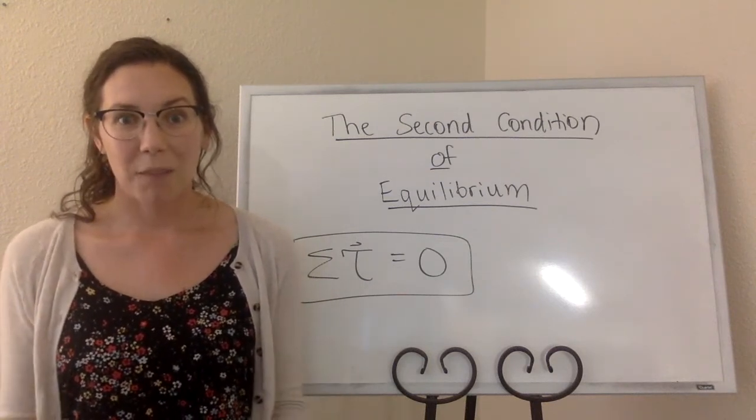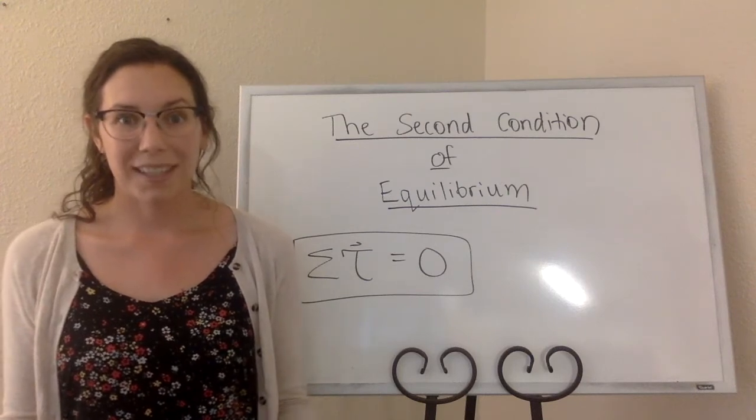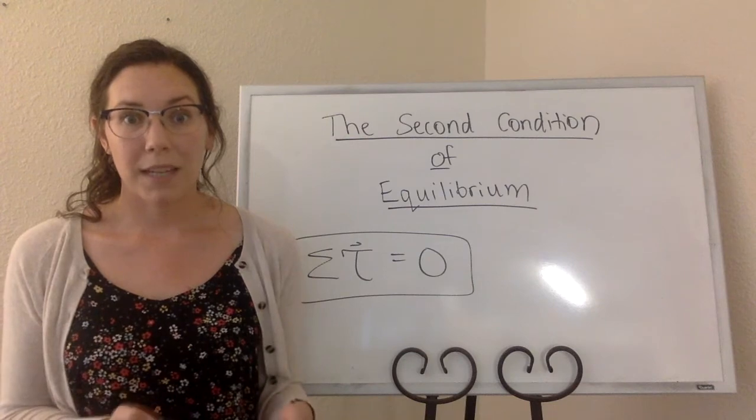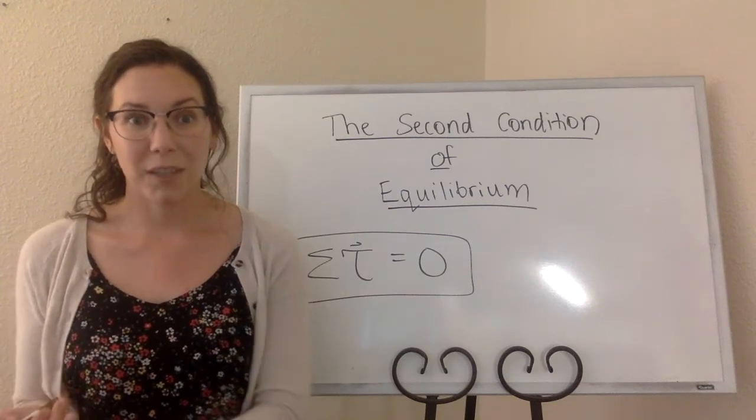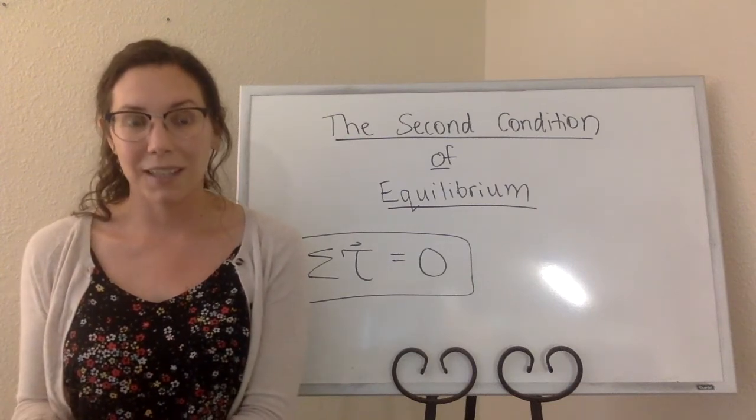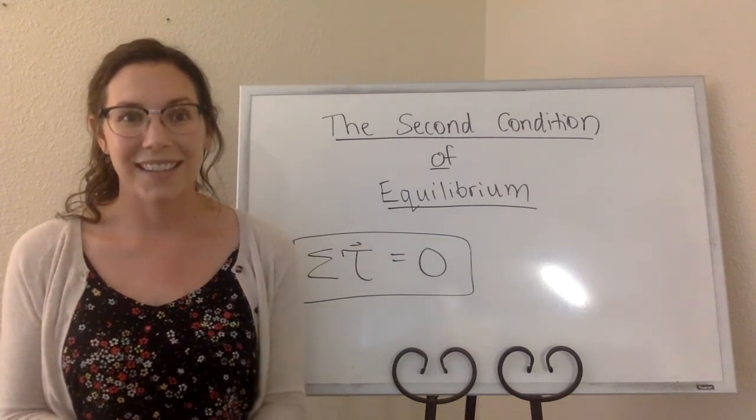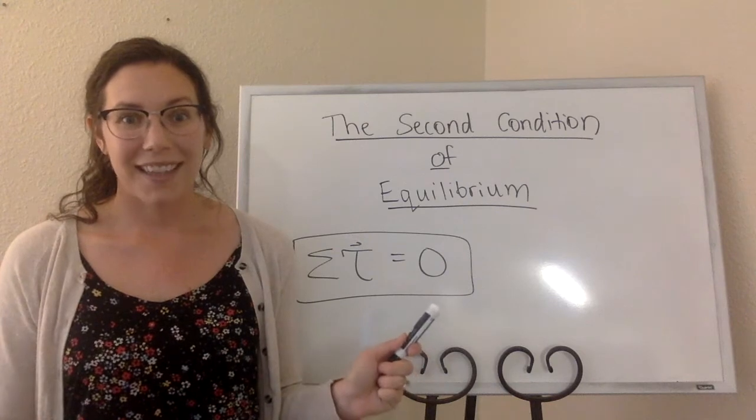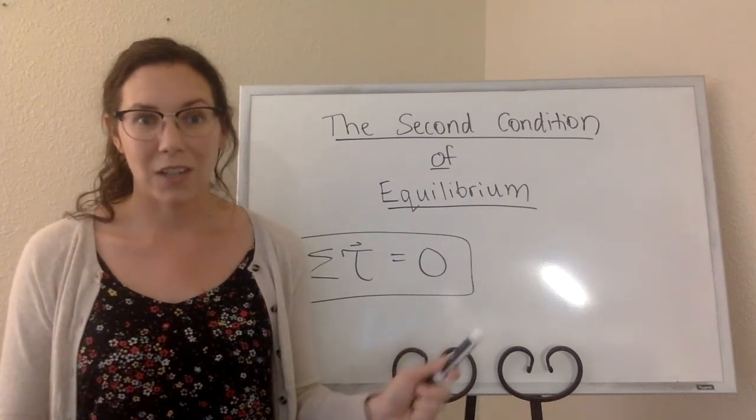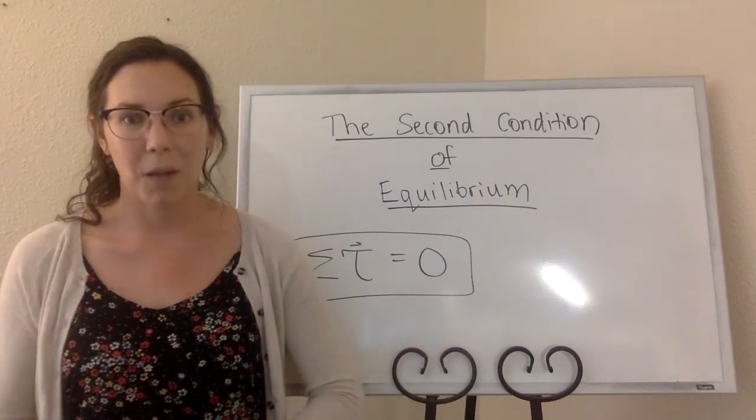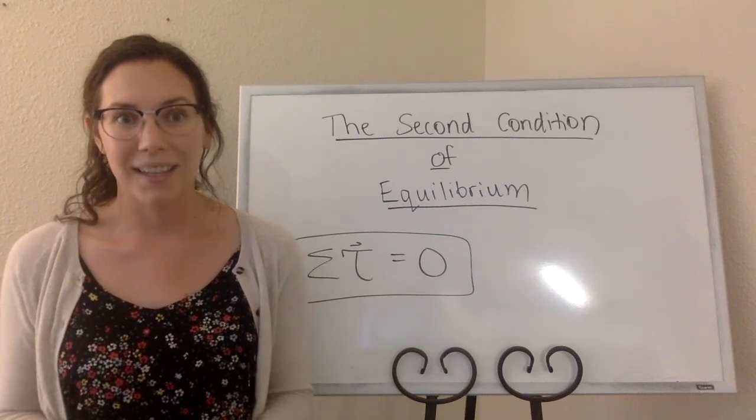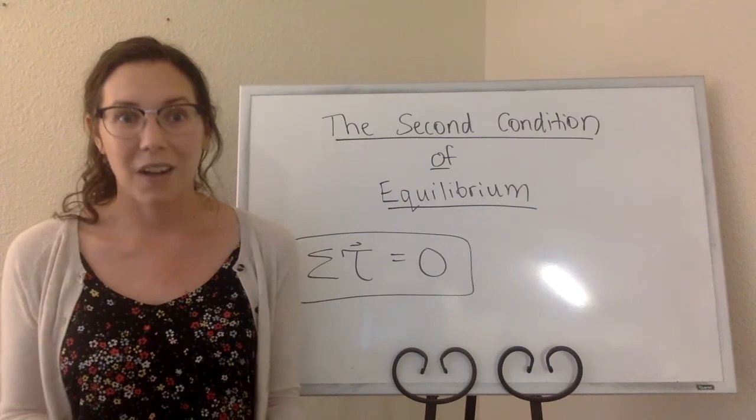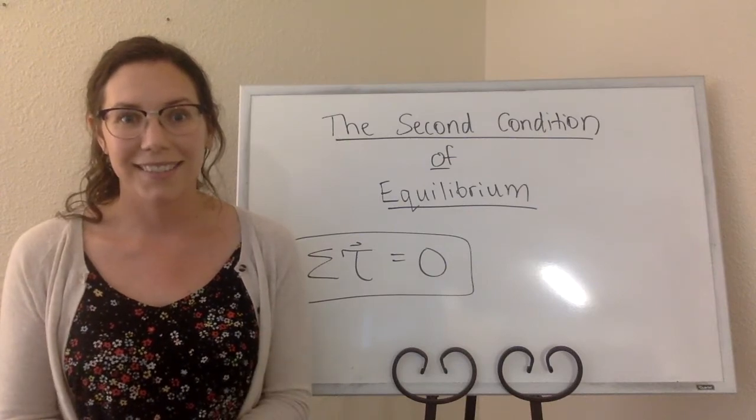So when we have an object in equilibrium, now that we're considering rigid bodies, we need to account for both of the conditions of equilibrium. So the first condition, that the net force is equal to zero, and the second condition, that the net torque is equal to zero. Now, this actually means that there's no angular acceleration. For us, we're generally going to see problems where the object is at rest. This could also apply to an object that is rotating at a constant angular velocity.